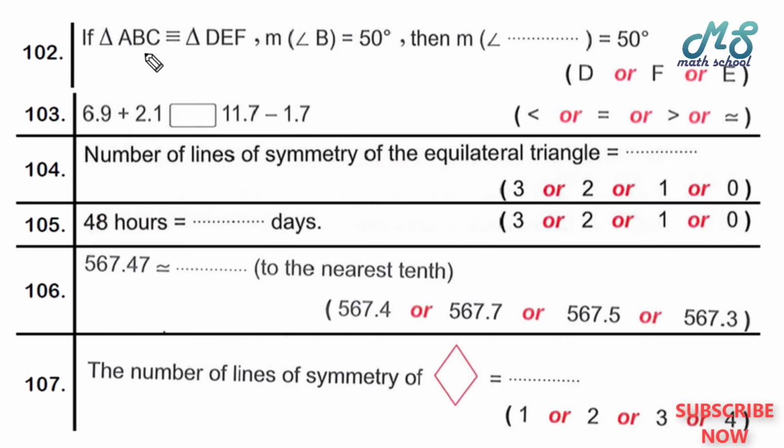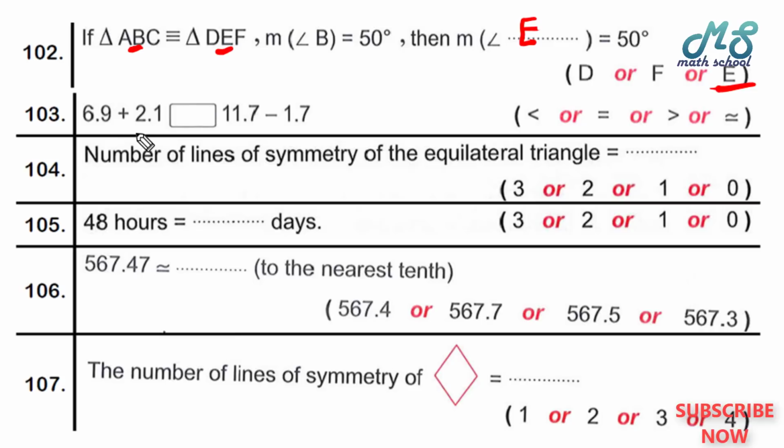Number 102: if triangle ABC is congruent to triangle DEF, the measure of angle B equals 50, meaning the B, mister, equals 50. Who else equals 50? The E. He asked me about who? He said, who else is 50? The E. So the answer will be the measure of angle E. Why? Because they are two congruent angles, or two corresponding angles.